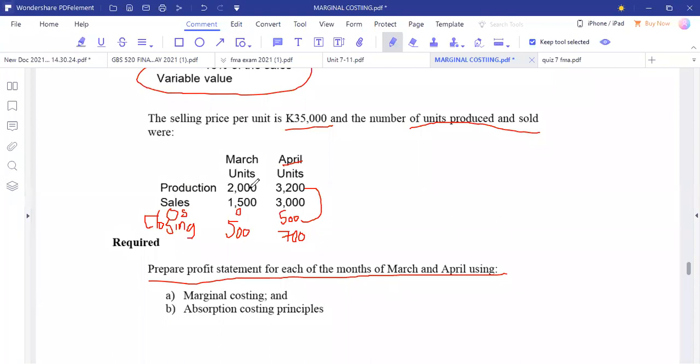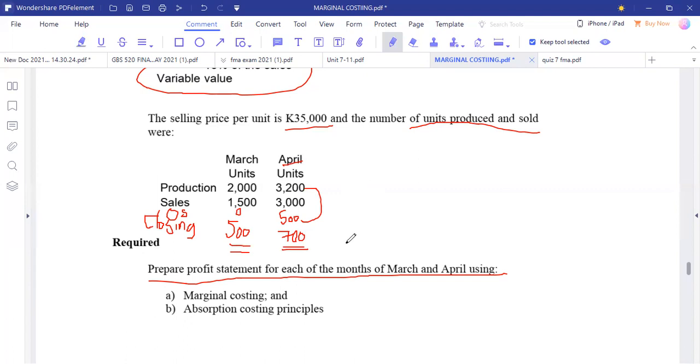Now, the closing stock of 500 units is the opening stock in April. So in April, we have the 500 that we opened with as stock, then we have produced 3,200. That comes to 3,700. Then minus the sales of 3,000, you close with 700 units. All right, so this is the analysis before getting down into the computation of the marginal costing and absorption costing.